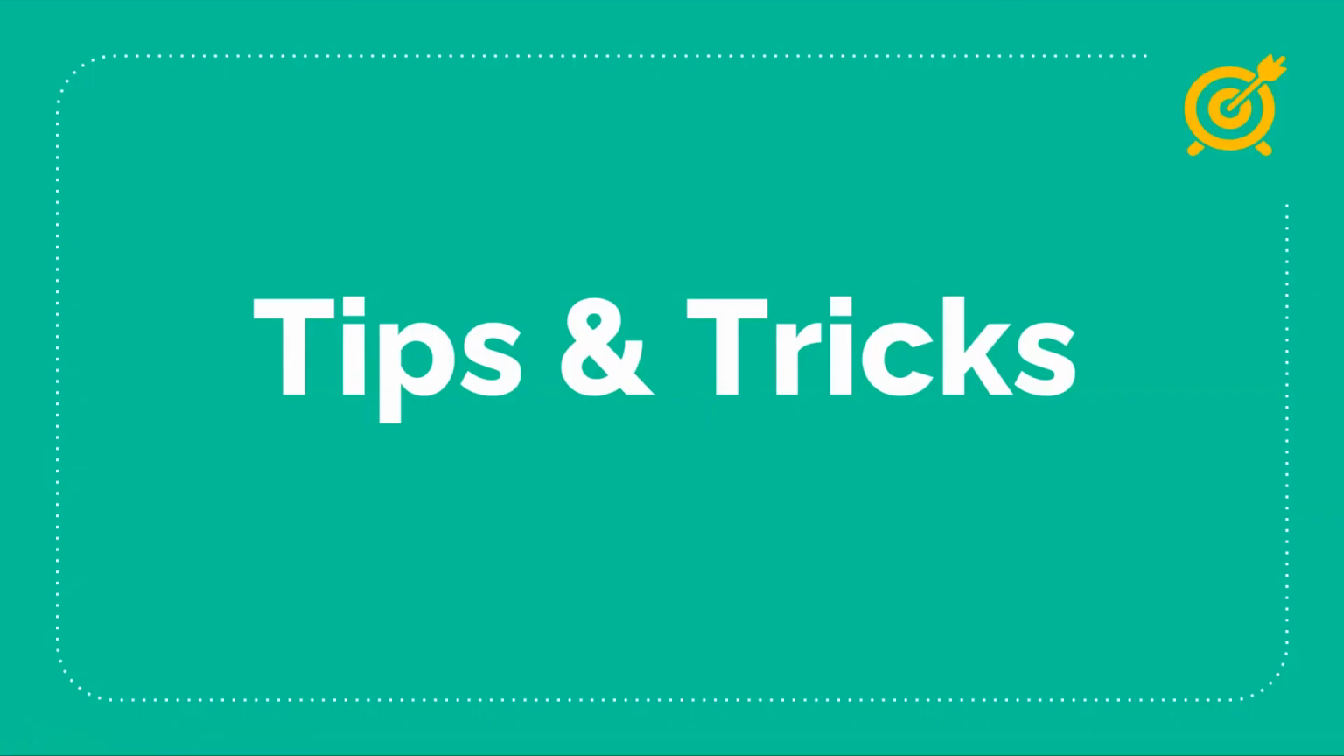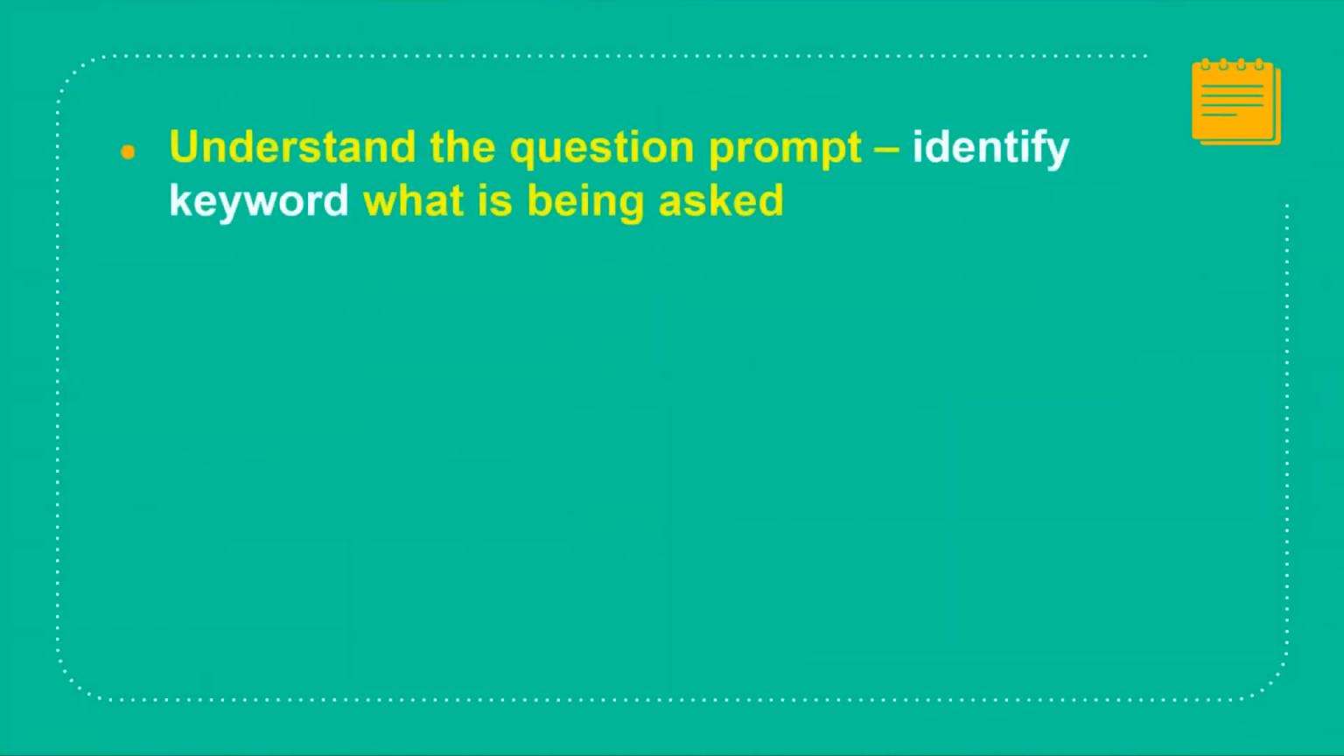Now let me show you the steps one by one. Step number 1. Understand the question prompt. Before you begin reading the text, you need to read the question prompt and understand what has been asked. Use the keywords there to help you in identifying what the question type is, whether it's an opinion type question or asking you for a specific detail or anything else.